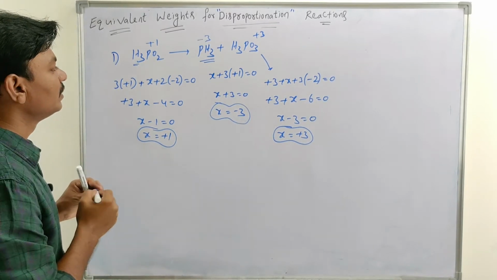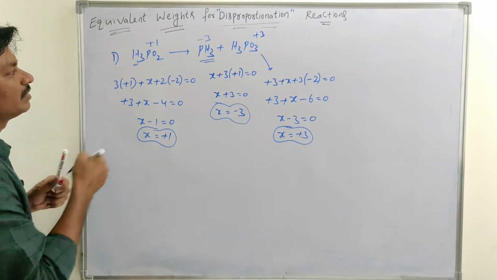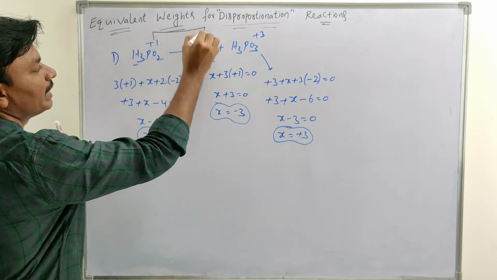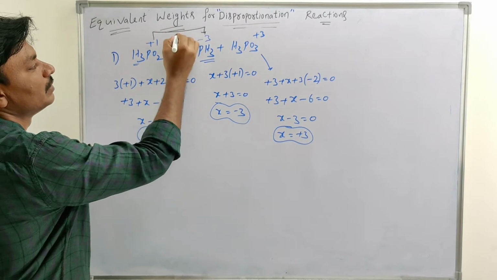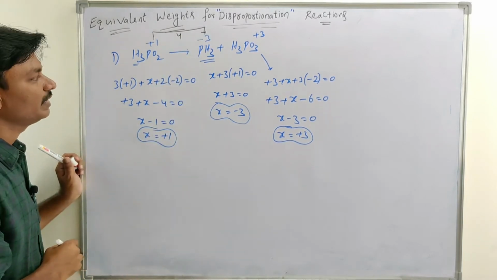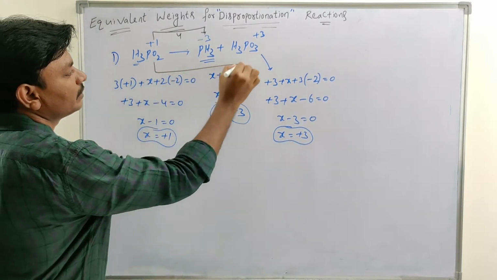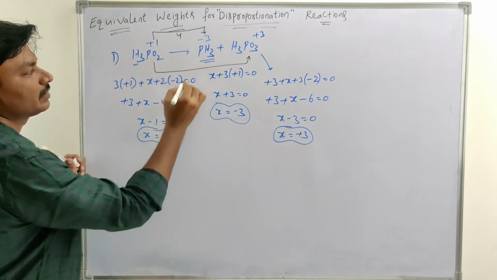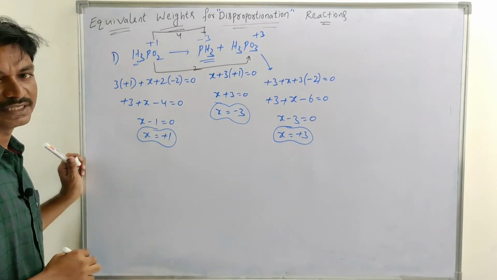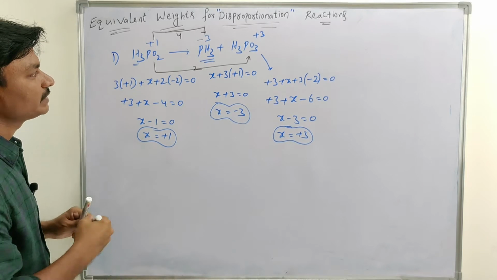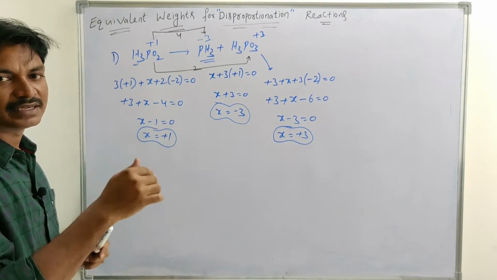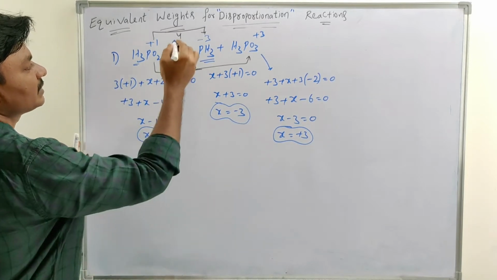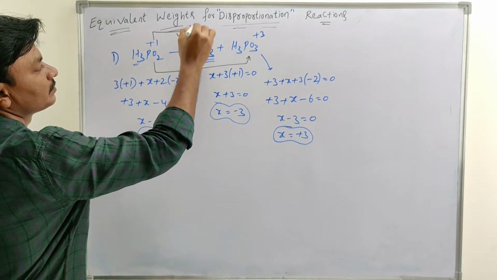Here the phosphorus oxidation number changes from +1 to -3. The number of electrons changed is 4. Okay, clear? Then +1 to +3: the number of electrons changed is 2. Here we observed +1 to -3, that is a decreasing oxidation number. Decreasing oxidation number means reduction.